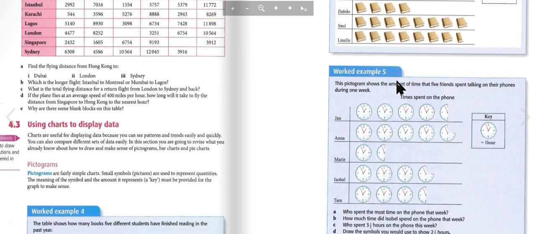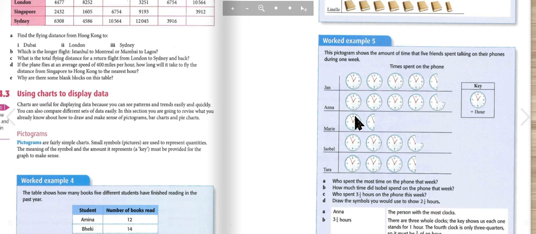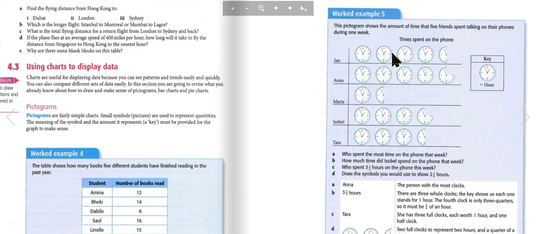Worked example 5. This pictogram shows the amount of time that 5 friends spent talking on their phones during 1 week. So the key is one of these clock pictures is 1 hour.